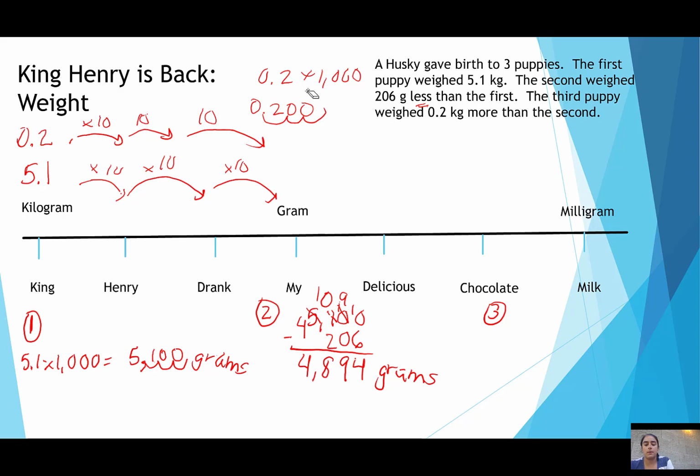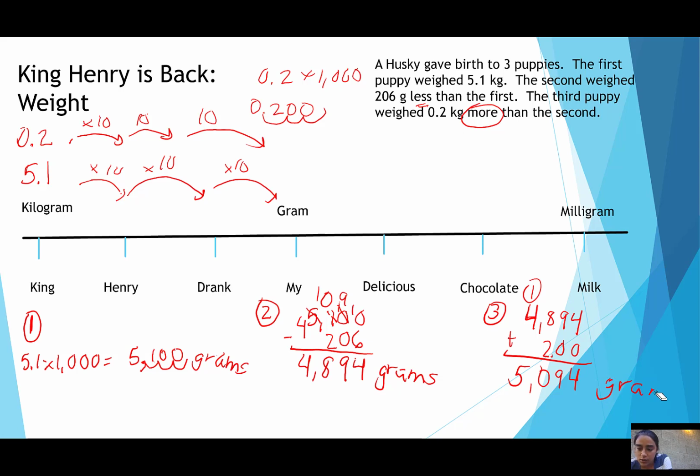So in which case, if it's more, what operation should I do? I should add. So if this is the weight of the second puppy, and then I'm adding 200 more grams, I get 5,094 grams. So these are the weights of the 3 puppies.